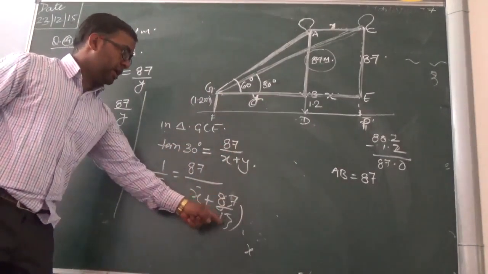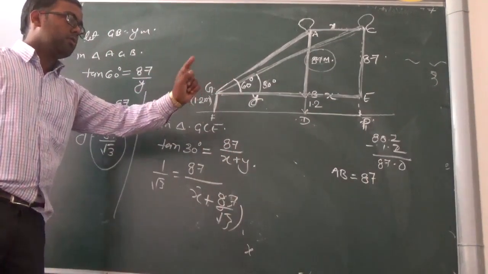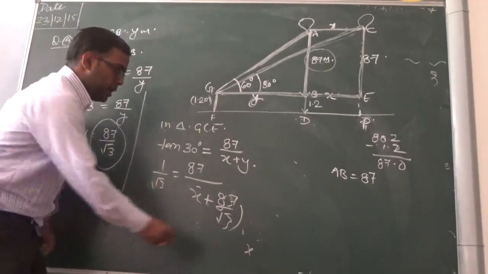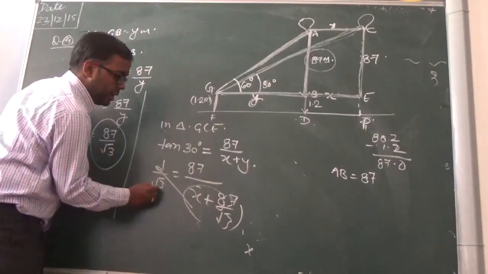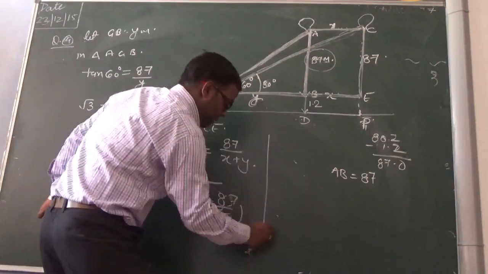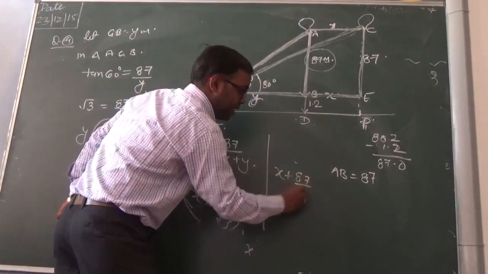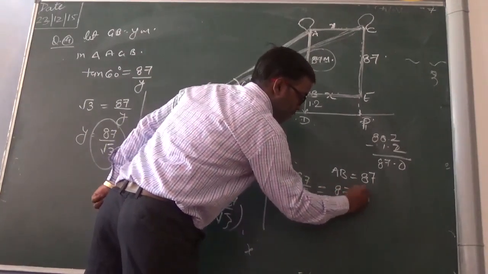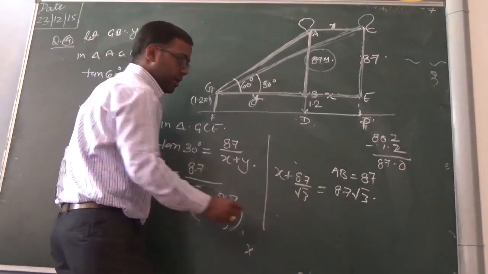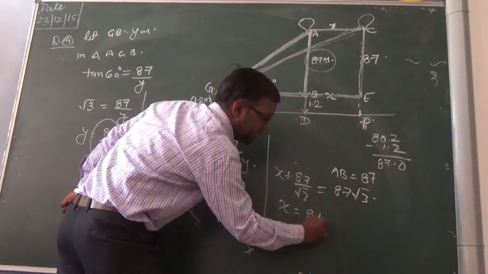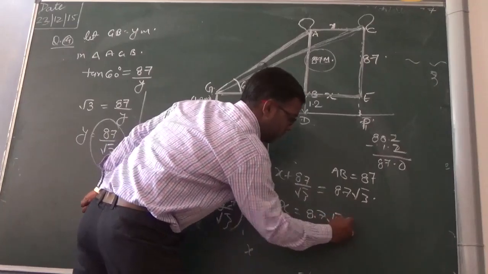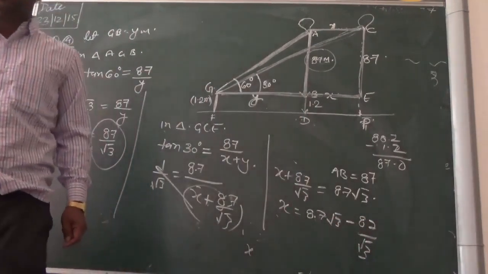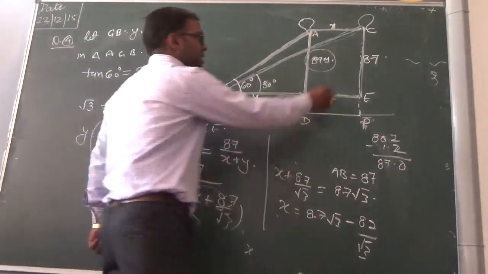Now cross multiply. Take this whole here and 87 root 3 here. X plus 87 by root 3 is equals to 87 root 3. Now x is equals to 87 root 3 minus 87 divided by root 3. Now put the value of root 3 and you can solve. So this much is the distance x.